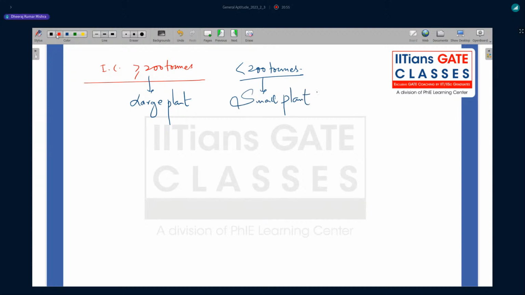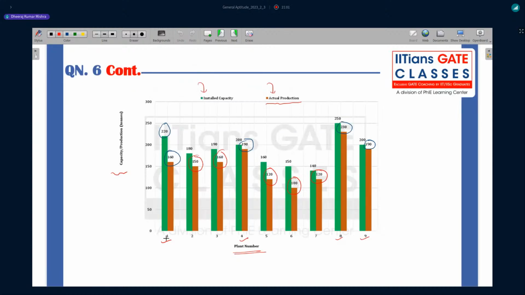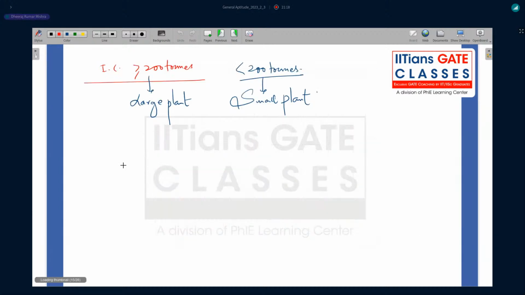Okay, yes. For this bar chart, we have plants number 1, 4, 8 and 9. Let me add 160 plus 160, and you see 190 and 230, and 190, right? So let me add all of them for the larger plants. I'm writing 160 plus 190 plus 230 plus 190. If you add them, what you will get here is 770 tons, right?